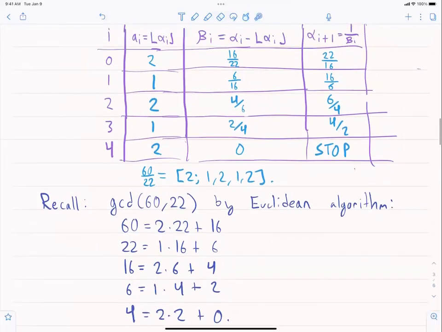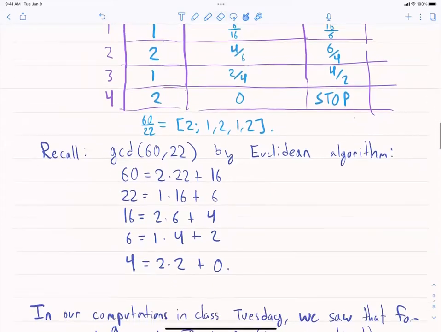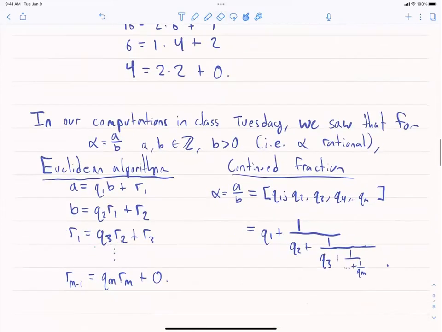If you follow through what you're doing here, you're really doing the same computation in the continued fraction expansion as you were doing in the Euclidean algorithm. And that's something we'd already observed in class on Tuesday. This really holds generally. So if you have alpha a rational number, alpha is A over B, then you do the Euclidean algorithm to compute the GCD of A and B, like this. The GCD will be this last non-zero remainder, Rm.